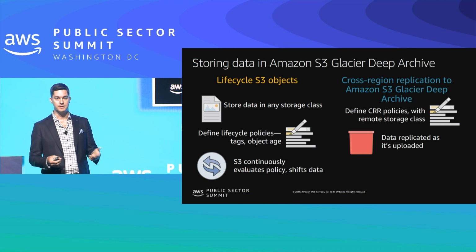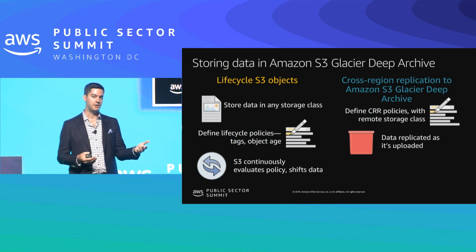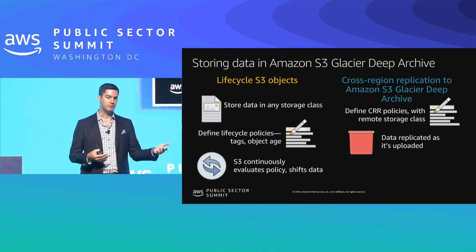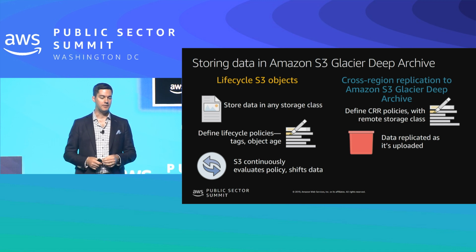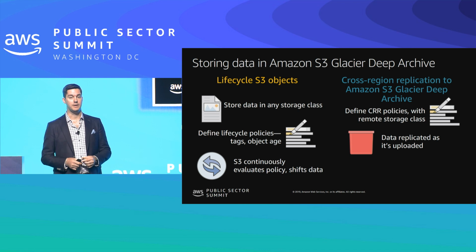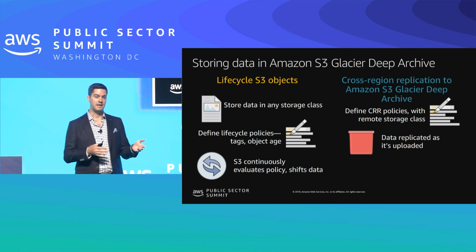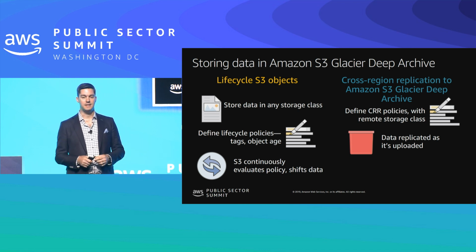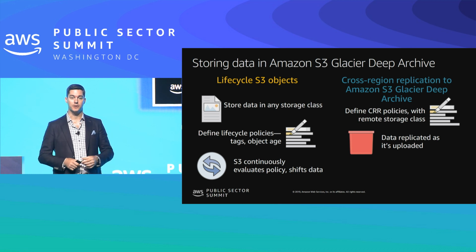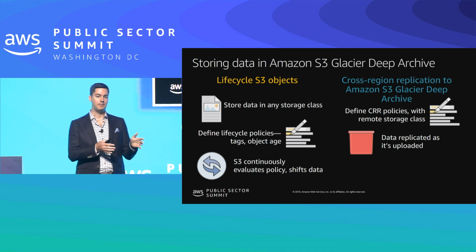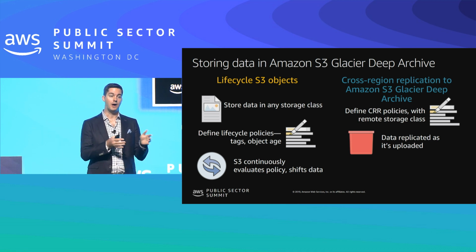So you could, for example, set a policy that moves objects after 30 days to infrequent access and after 90 days to Glacier Deep Archive. S3 is continuously evaluating this policy, and it shifts the data once the object has aged past the trigger which you defined. It happens in real time. If you set it for a certain day, your billing adapts and your customer experience will adapt automatically.